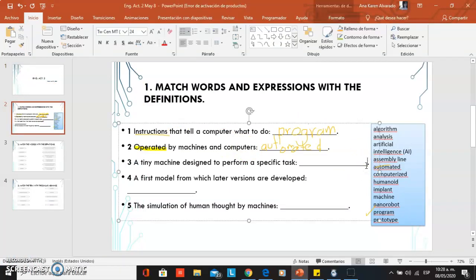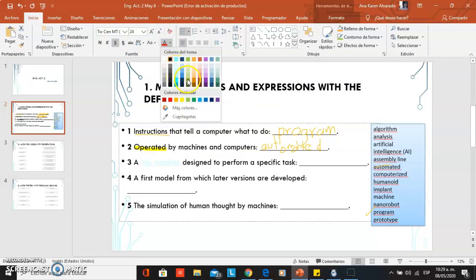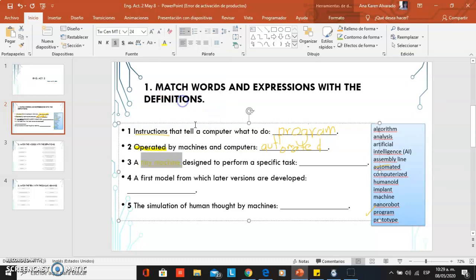A tiny machine designed to perform a specific task. Okay, here the keyword is a tiny machine designed. Tiny machine is the keyword. So you can underline it and mark it with your favorite color. I'm going to use yellow now. A tiny machine designed to perform a specific task.